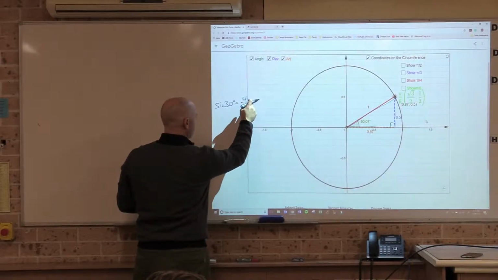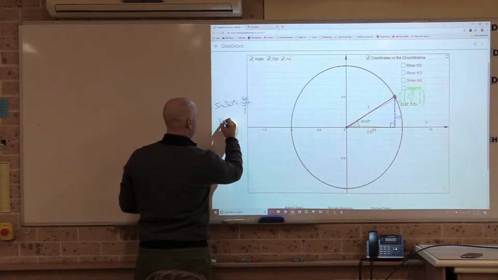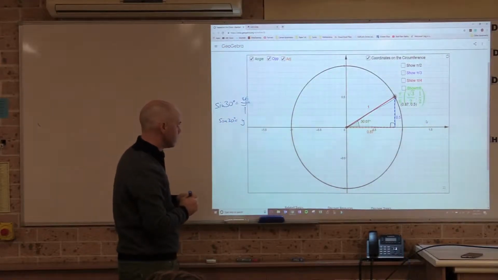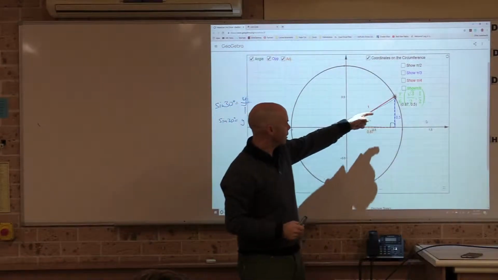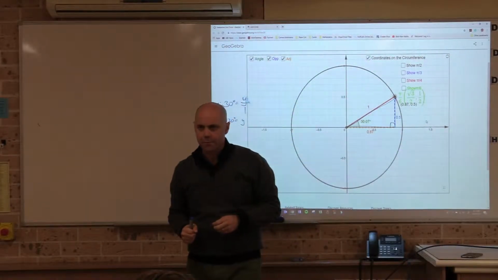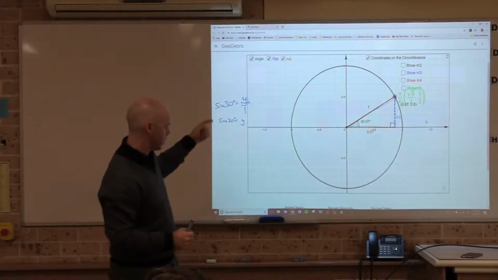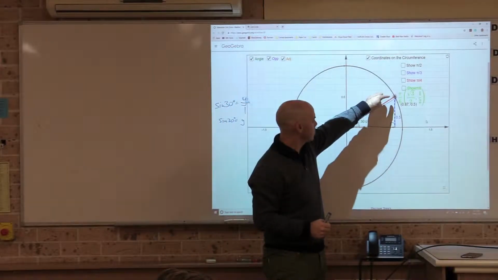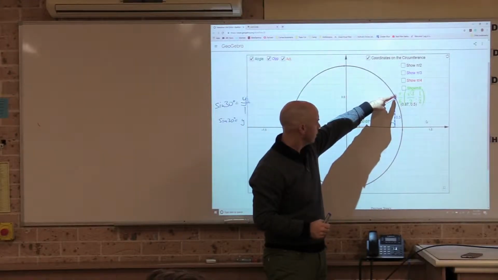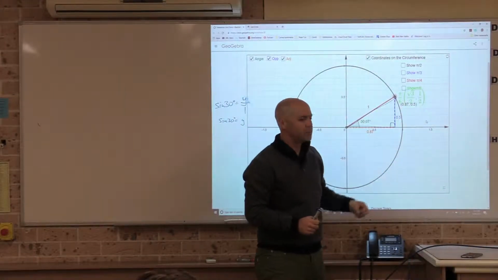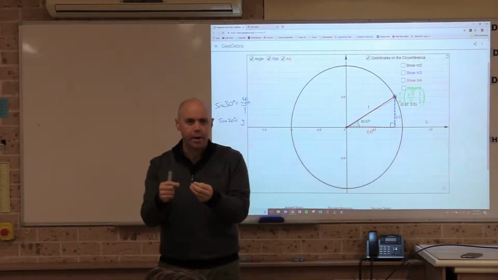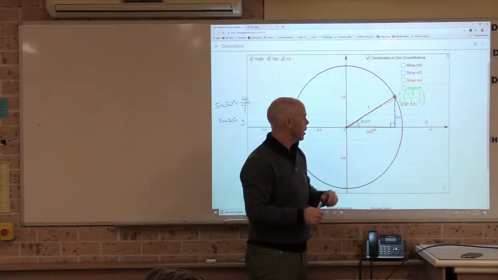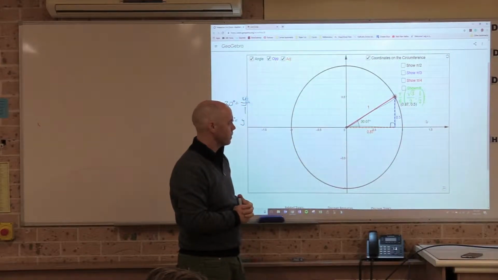And therefore, because it's y over 1, it's just the same: sine of 30 degrees equals y. And that's how we know that that side is 0.5 in length, because sine of 30 is 0.5. But it also tells us something else. It tells us that this y-coordinate here is exactly the same as the sine of 30 degrees.